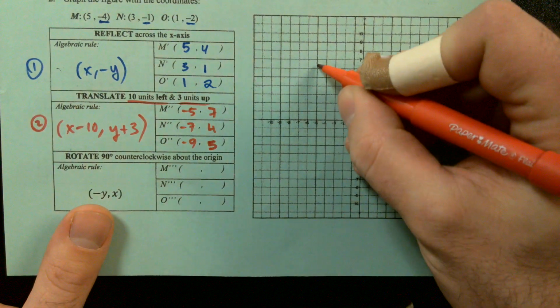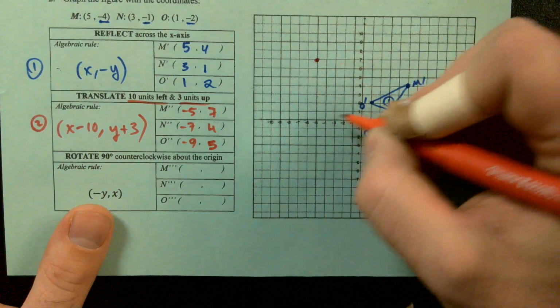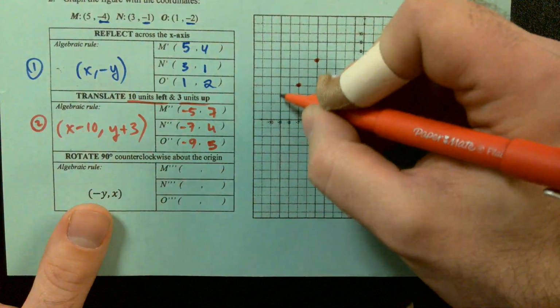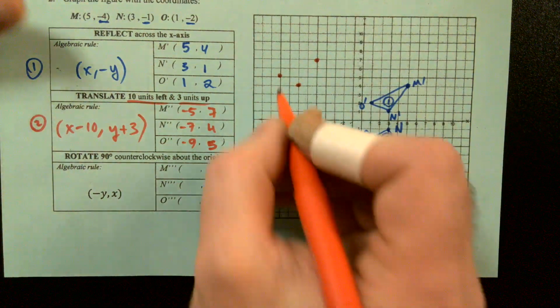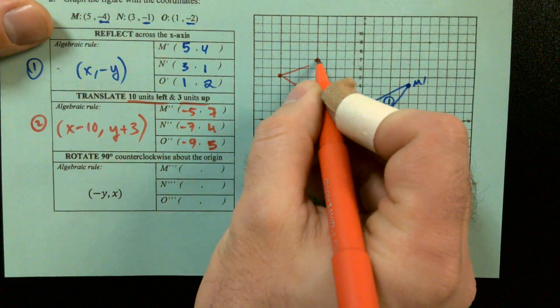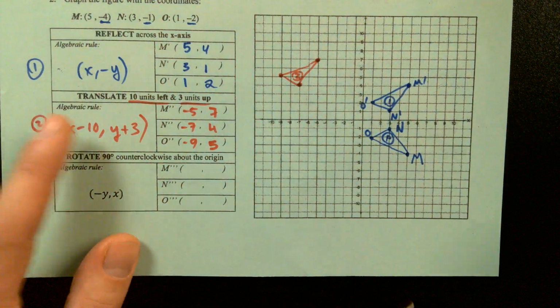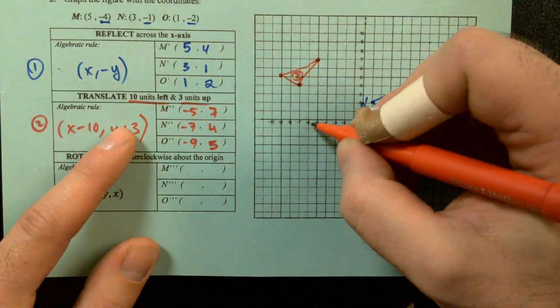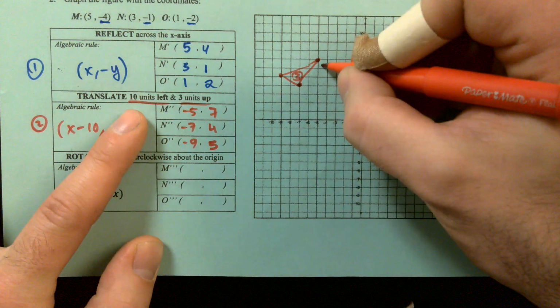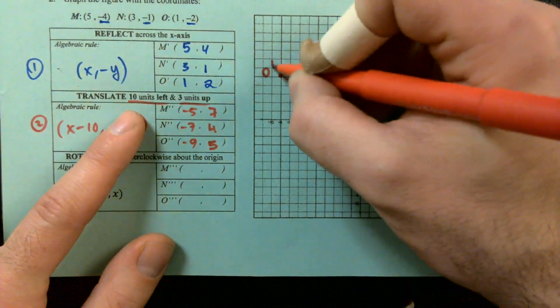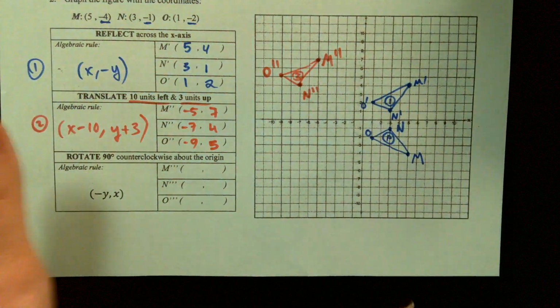-5, 7, -7, 4, and -9, 5. And we'll call that number 2. -5, 7 is M double prime, N double prime, and O double prime. Right?